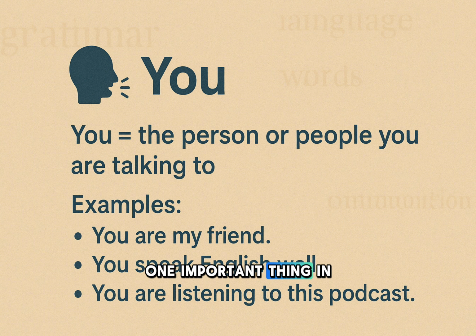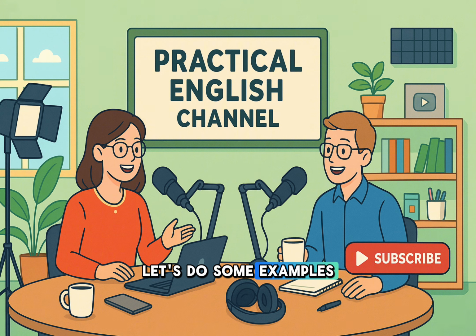One important thing. In English, you is the same whether you're talking to one person or many people. Exactly. In some languages, you have different forms of you for singular and plural, but in English, it's just you. Let's do some examples. You look happy today. You speak English very well. You live in a beautiful city. You are listening to our podcast.